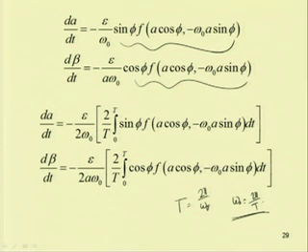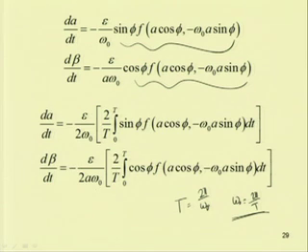So, averaging over a cycle, we can write dA/dt equal to minus epsilon by 2 omega 0, times 2 by T, integral from 0 to T of sin phi f(a cos phi, minus omega 0 a sin phi) dt. For the second equation, averaging over the cycle, we can write dβ/dt equal to minus epsilon by a omega 0.